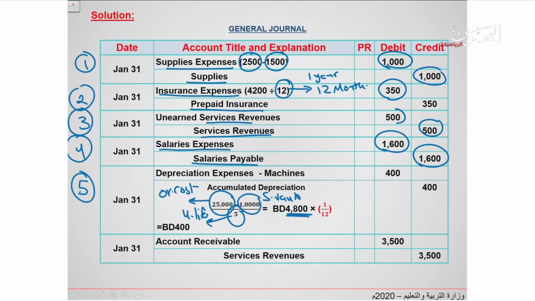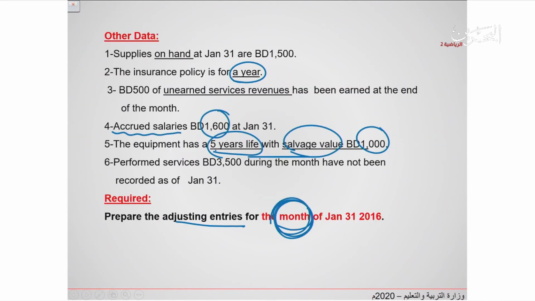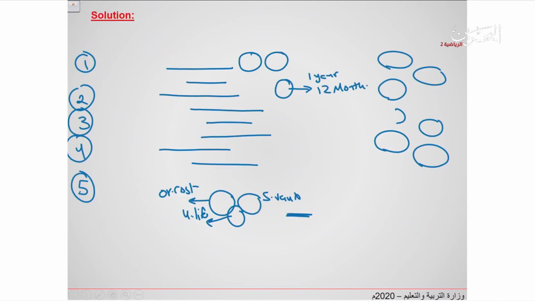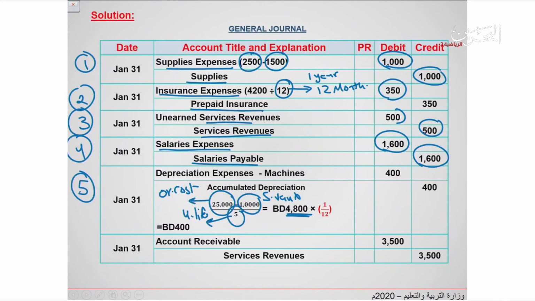And they mention in the question, prepare the adjustment for 1 month. So I will multiply 4,800 by 1 over 12. 1 means 1 month only, and 12 means the months. We get 400 in debit side and credit side 400.